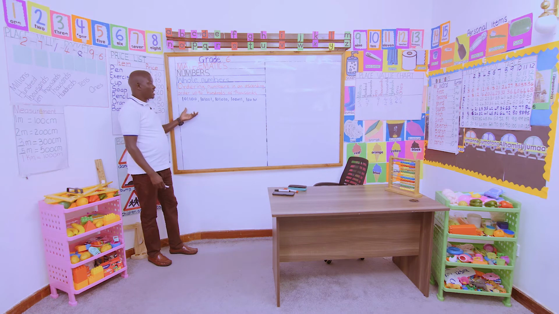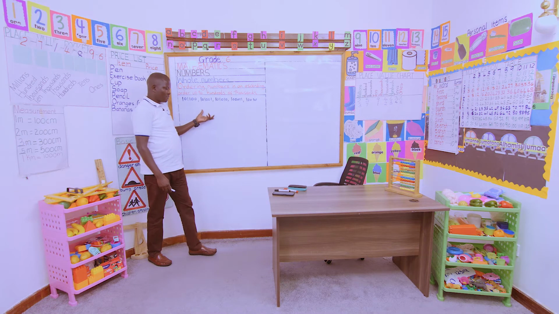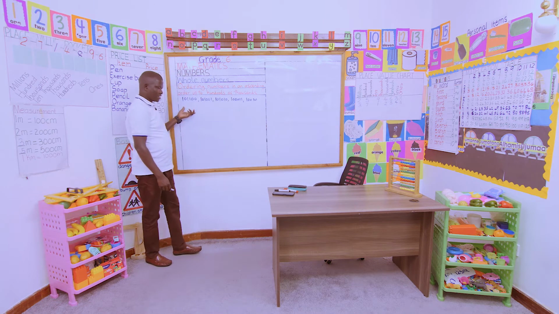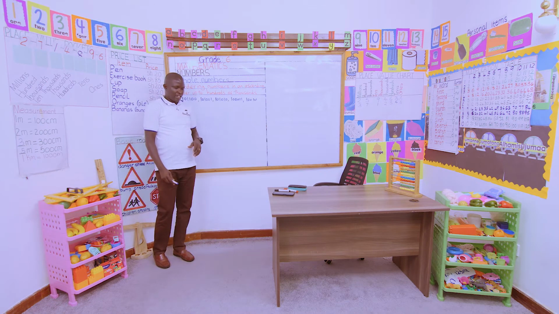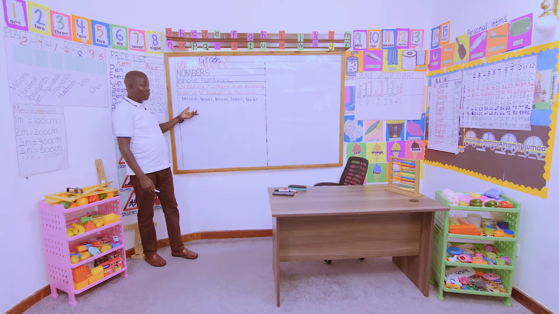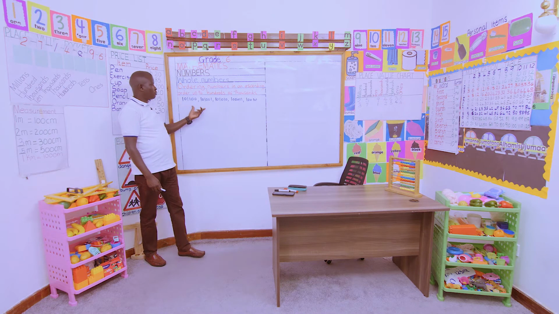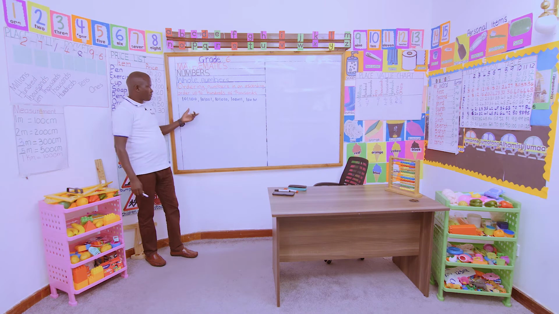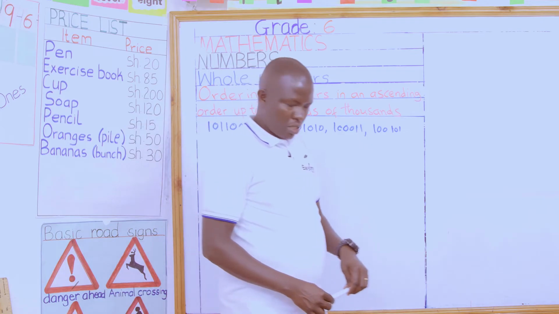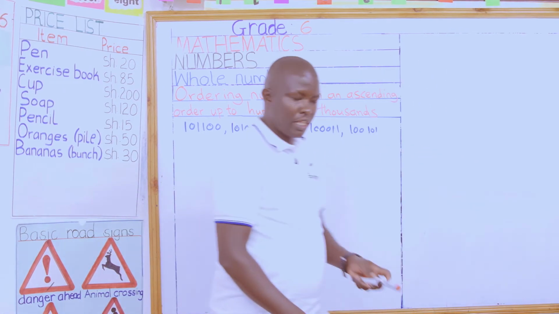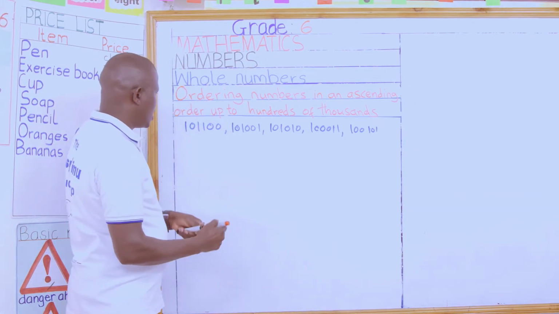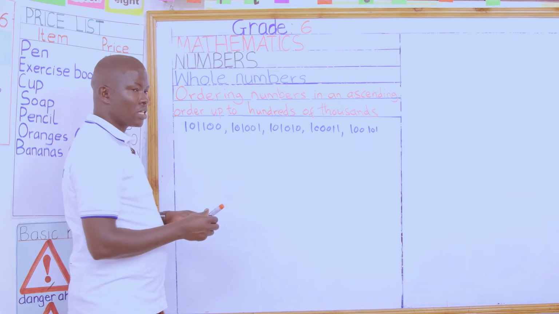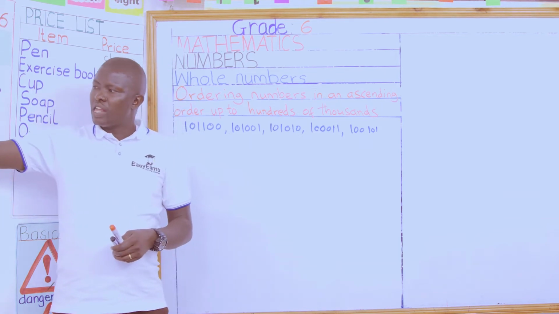Now, we want to arrange these numbers from the smallest to the largest, that is in an ascending order. Remember, as we did in our previous lesson, after you pick these numbers, you identify them and go to the place value chart. You have to identify each digit in every number in the place value chart. It is a six-digit number, so it goes up to hundreds of thousands.